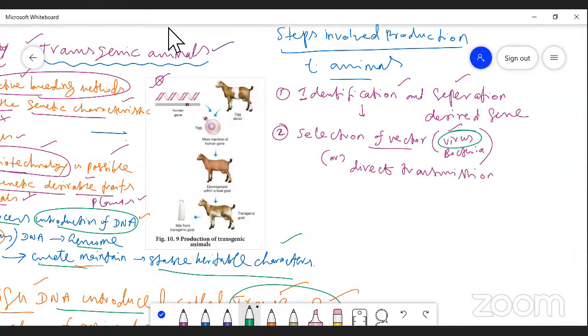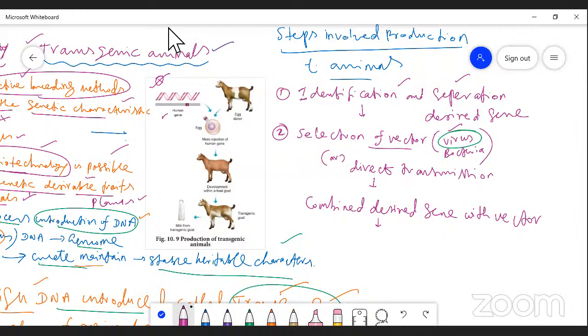The next, the third step, is to combine the desired gene with the vector. Combine the desired gene, or healthier gene, with the vector. After combining the desired gene with the vector, there is introduction of the transport vector into the cells.